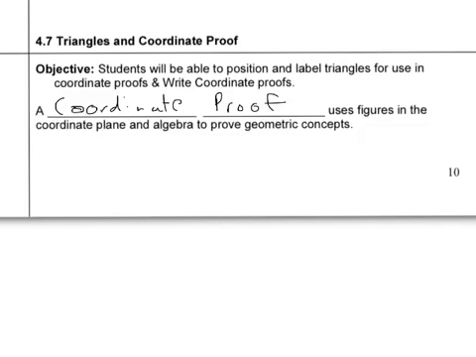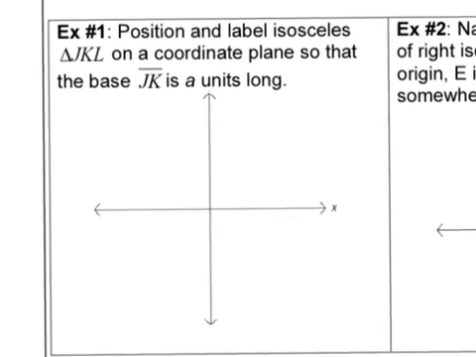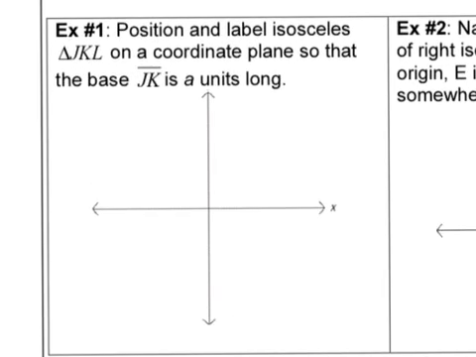So before we can do a coordinate proof, we need to be able to label or place triangles in the coordinate plane. So let me show you how we can do this. Let's say they want us to position and label an isosceles triangle JKL on a coordinate plane so that the base JK is A units long. Well, there is more than one way to do this, and the way that I recommend doing this is take advantage of what you know about isosceles triangles.